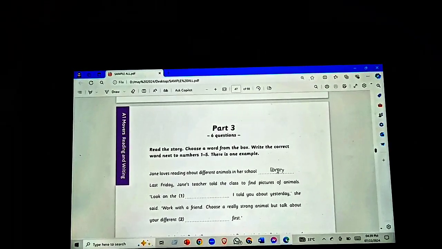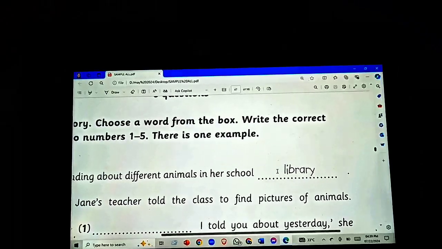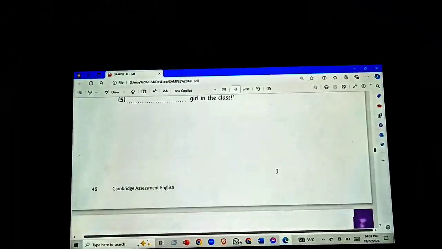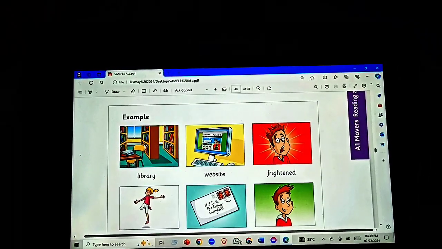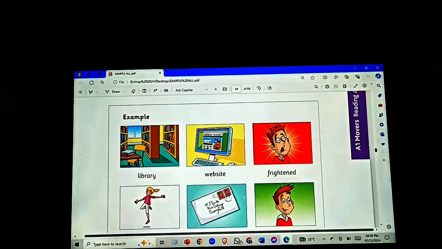You can see the first example is library, and we can see the picture library is already there. The first image is library. So you have to read the story, understand the meaning, and then you have to fill in the gap from these options.